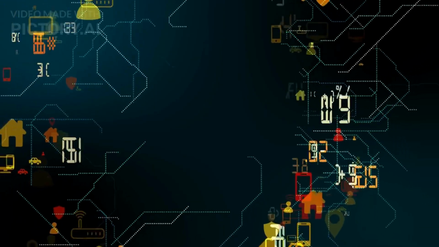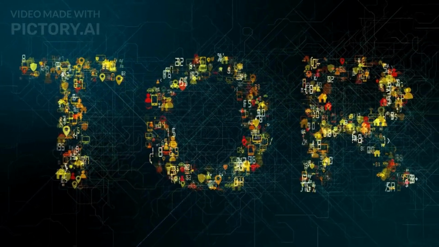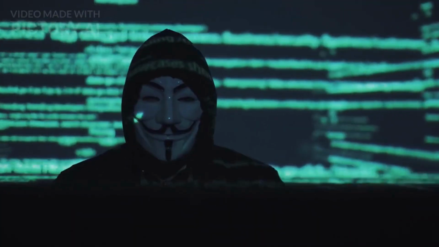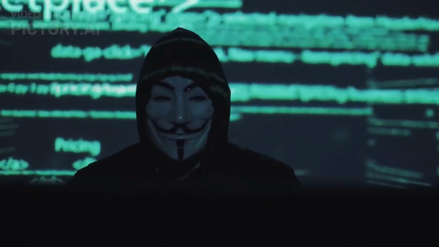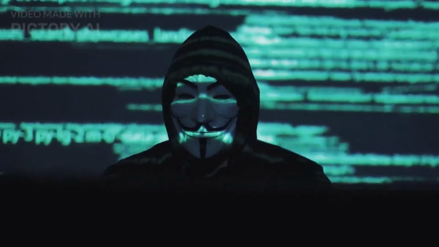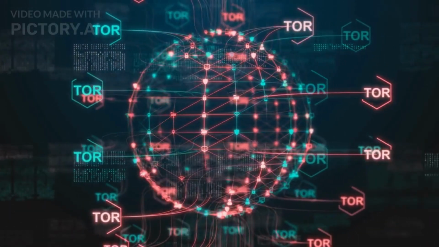Today, I'm going to talk about the dark web and online privacy, how the dark web is used for online privacy, anonymity, and security. But first, what is the dark web? The dark web is a part of the internet that isn't visible to search engines and requires the use of an anonymizing browser called Tor to be accessed.